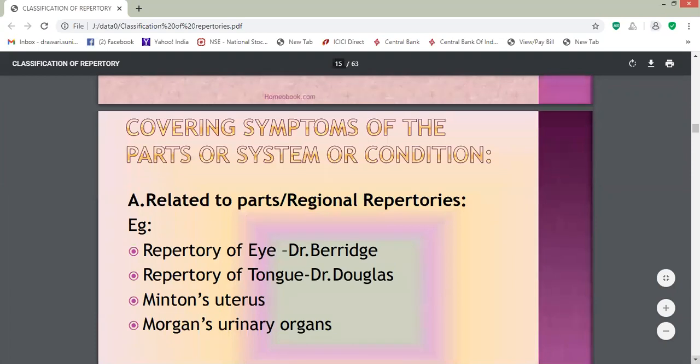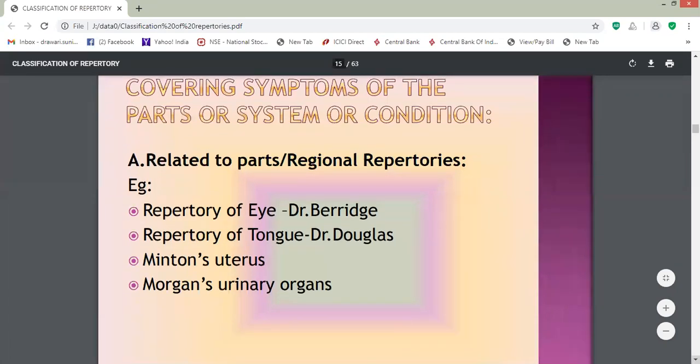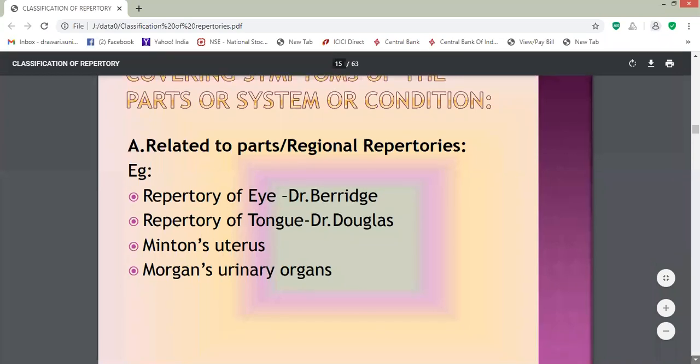Then covering symptoms of the parts or system or condition. So these are first related to parts, also called regional repertories. For example, repertory of eye by Dr. Berridge, repertory of tongue by Dr. Douglas, Minton's uterus, Morgan's urinary organs.